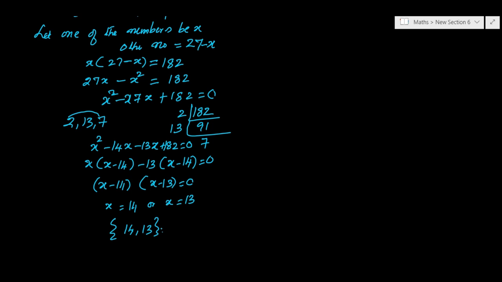We can check it back. If you add, these two come to 27, 14 plus 13. Suppose you multiply 14 into 13: 13 fours are 52, 13 ones are 13, plus 5, 182. So the product is 182. So, our verification has come true.